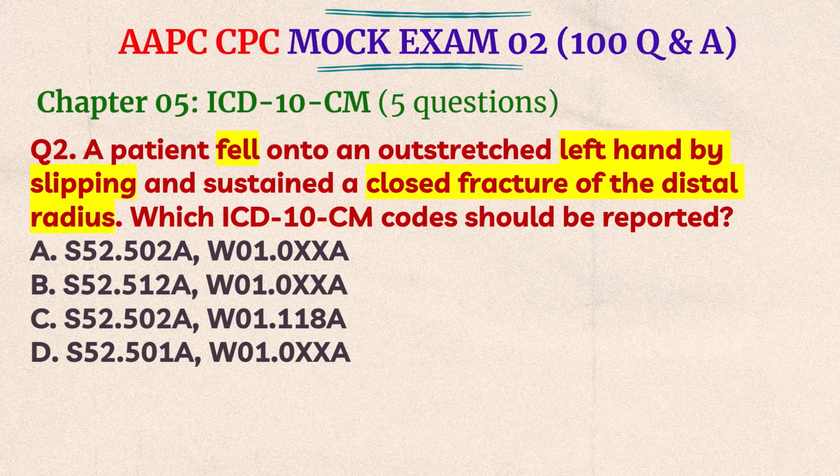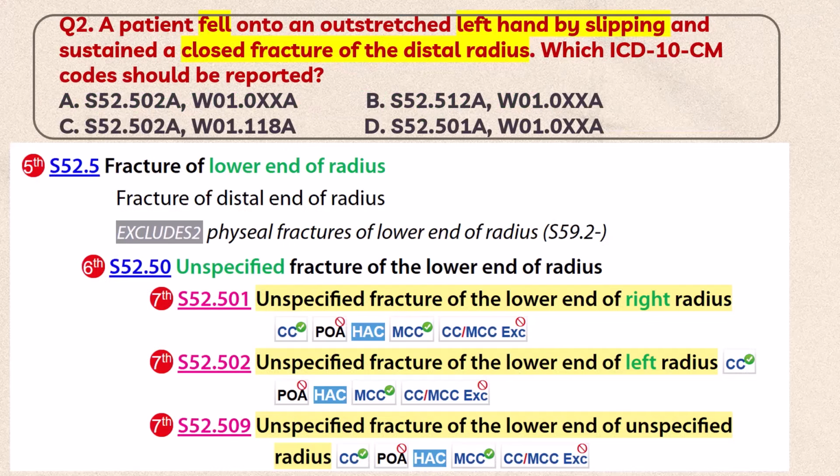So when you look at the answers, you can see all answers are adjacent codes. S52 and W01 codes are available. So you can find the answer using elimination method. So directly go to the codes. So when you go to the code S52.5, that is fracture of lower end of radius. In our case, distal radius means that is lower end. So that is correct. And the laterality is here left hand.